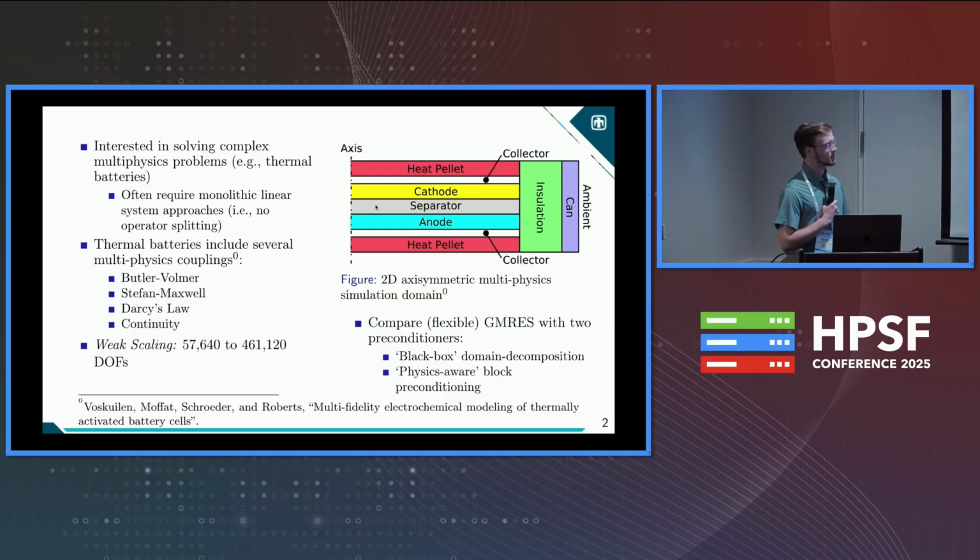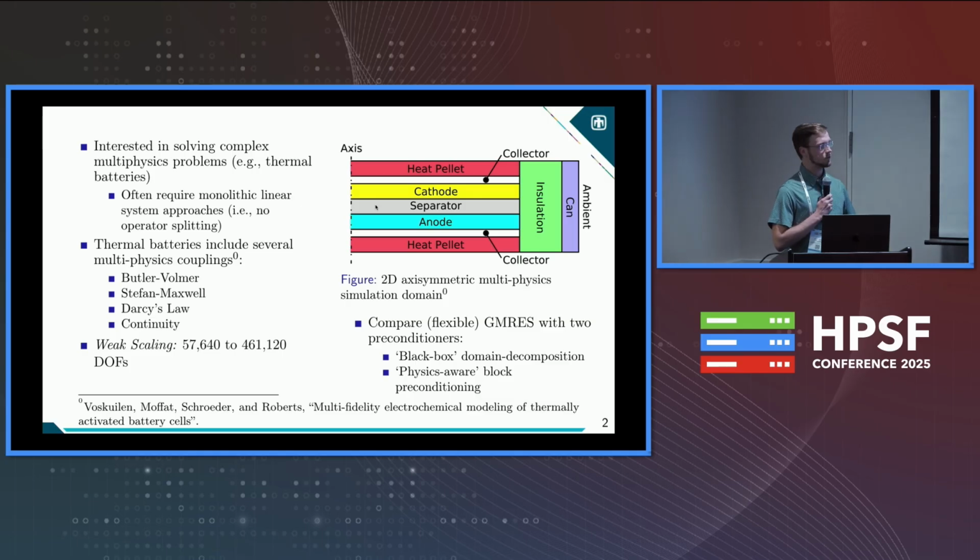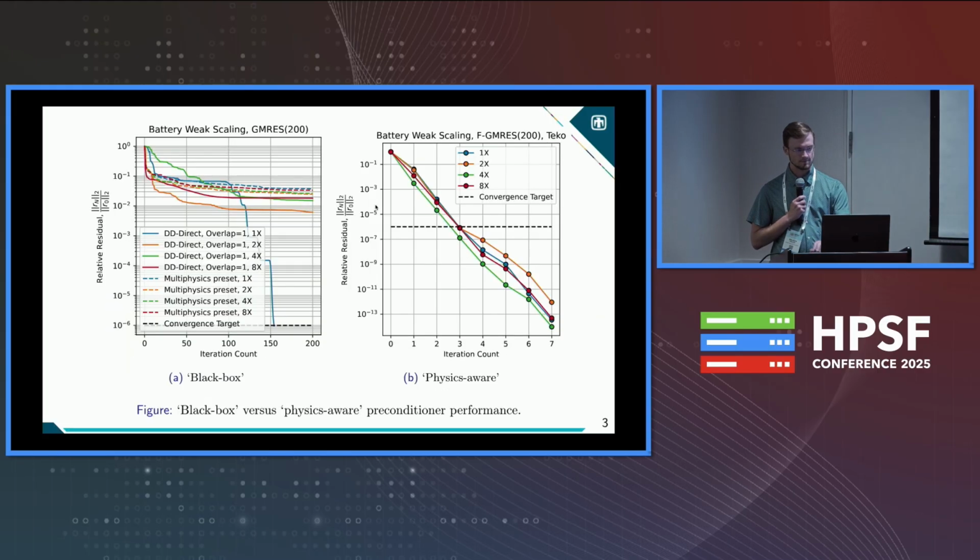And I'm going to look at the weak scaling of it from, let's say, 50,000 degrees of freedom to just shy of 500,000. And I'm going to compare two different linear solver approaches. The first one is I'm essentially going to use a domain decomposition scheme, essentially treating the matrix as some sort of black box. And then I'm going to compare that to a physics-aware block preconditioning scheme that is provided through the Teko package in Trilinos. And so here, I'm not looking at the actual time to solution, but just what the linear residual looks like as I'm starting to try and do this solve.